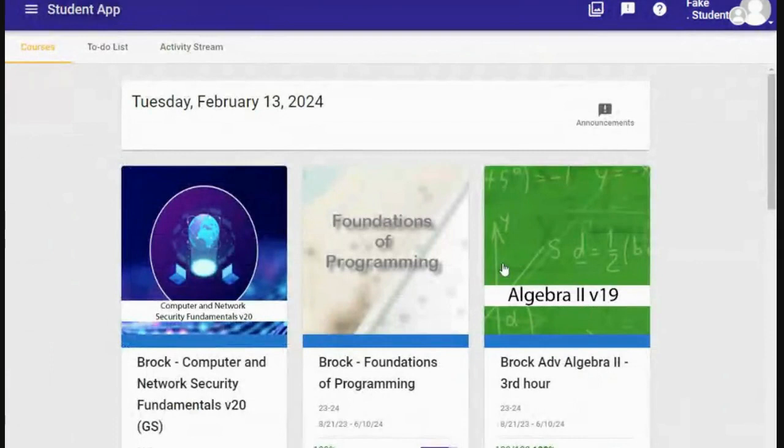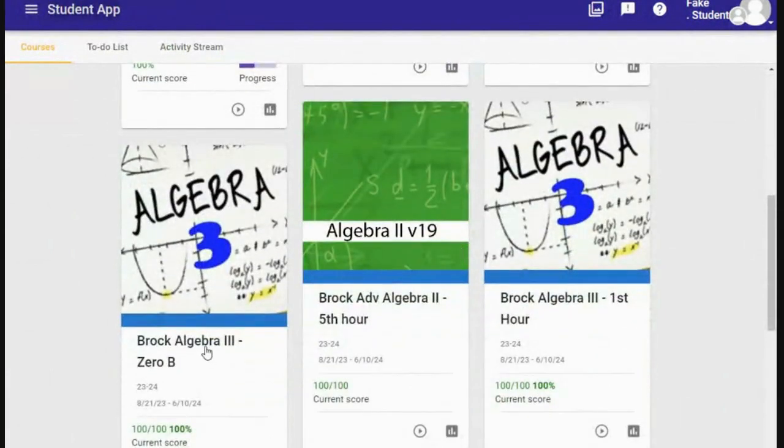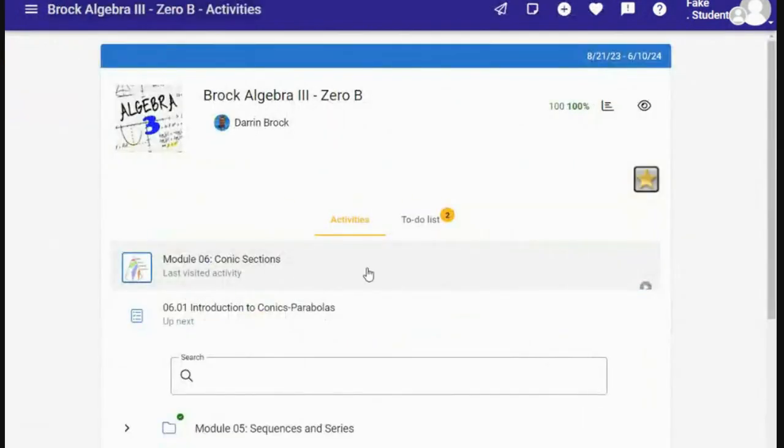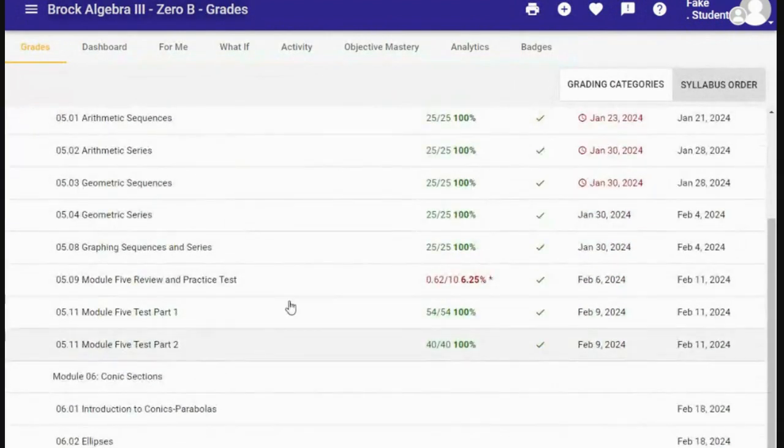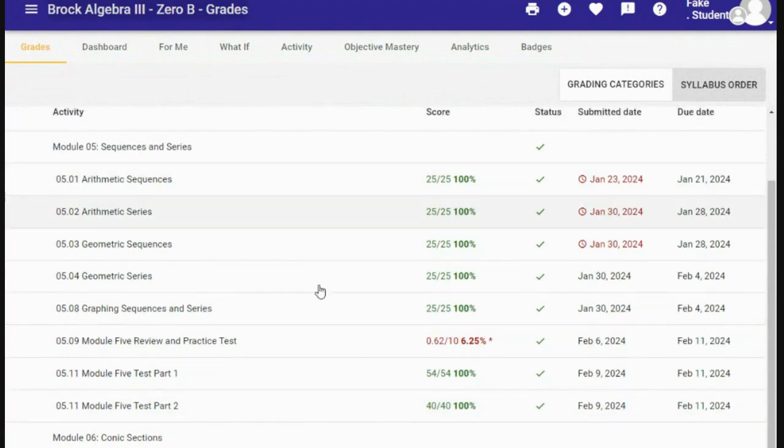All right, let's go back to the classes here. 0B, Algebra 3. Let's take a look. If we go to our grade screen, you should be done with the tests. We are completely finished with Module 5 now. So if there's anything you're missing from Module 5, don't delay. Don't wait till you forget it all. Get it done. Get it turned in soon.